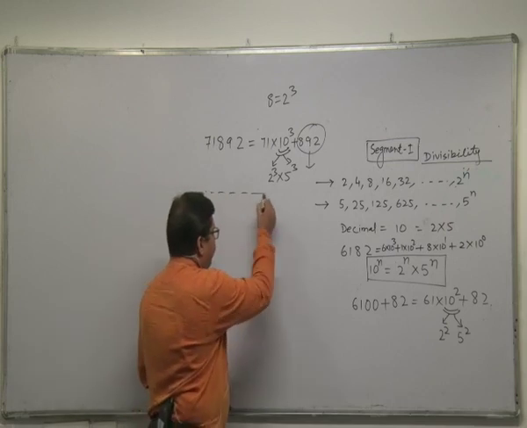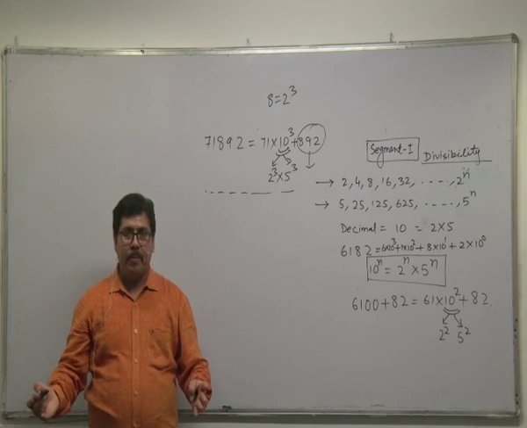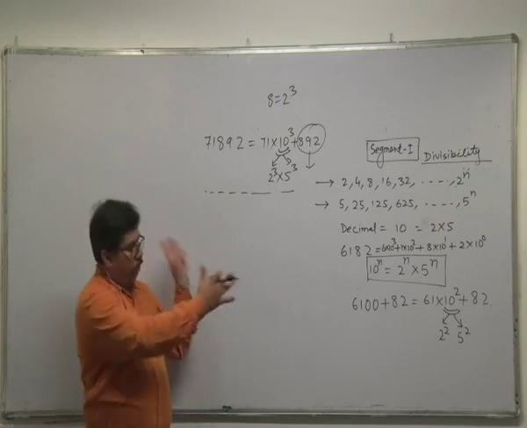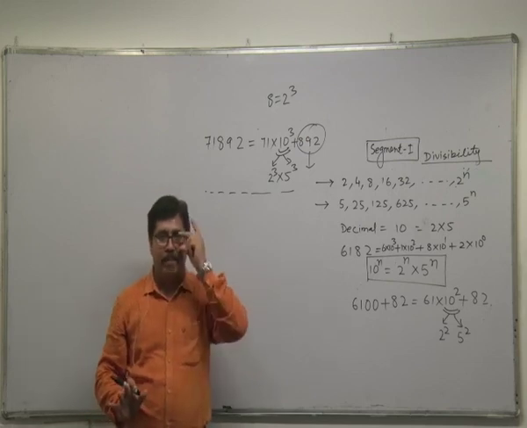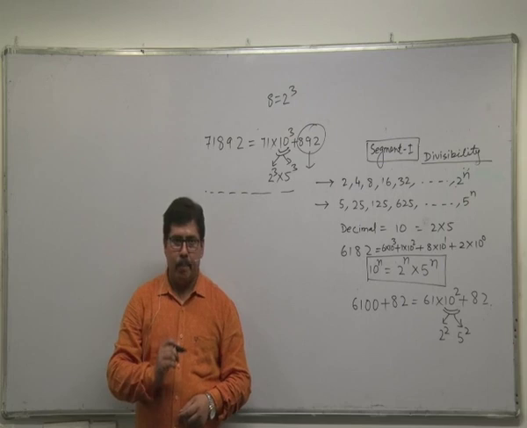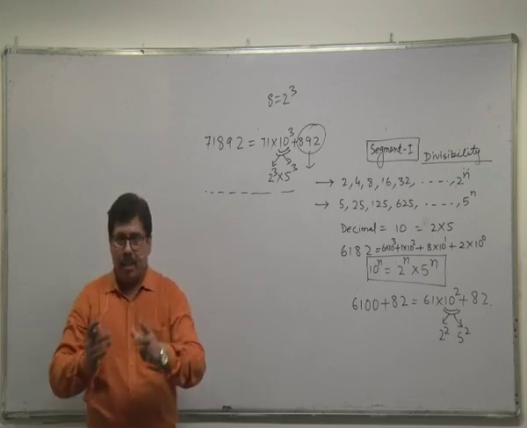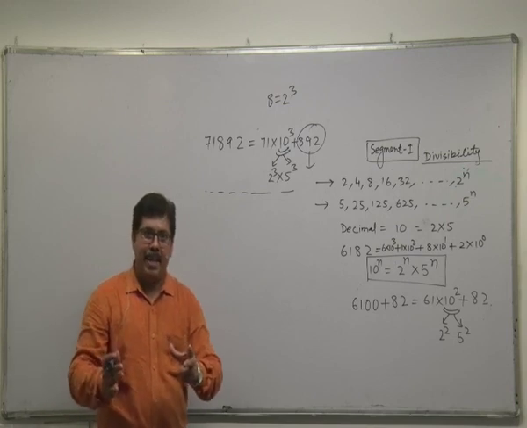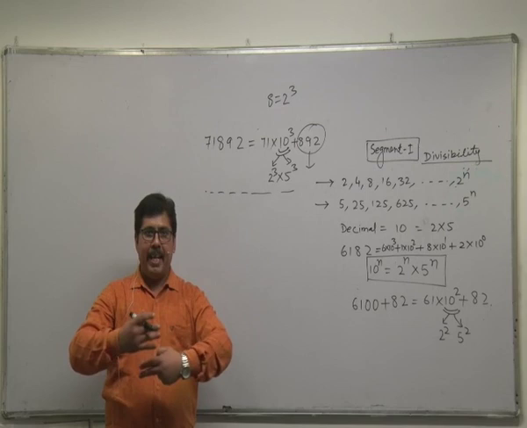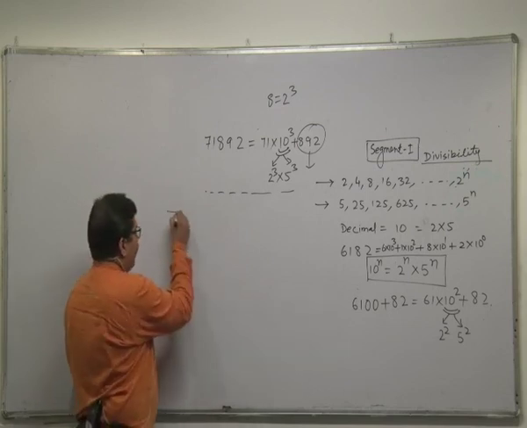Can I extend this logic for any power of 2? Let me quickly recap the whole set of schemes. Any number is a multiple of 2 raised to the power n if the last n places are occupied by zeros or form a multiple of 2 raised to the power n. I'm quickly writing this observation.